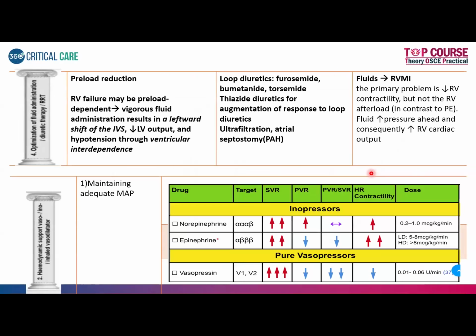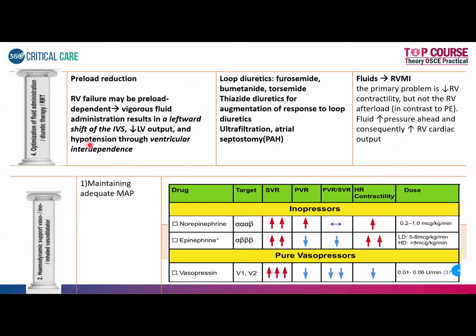Coming to the first pillar, which is optimization of the fluid administration. Now, in the case of the RV, very much unlike the LV, preload reduction is required, but vigorous fluid administration may result in a decrease in the left ventricular output and cause hypotension through ventricular interdependence.